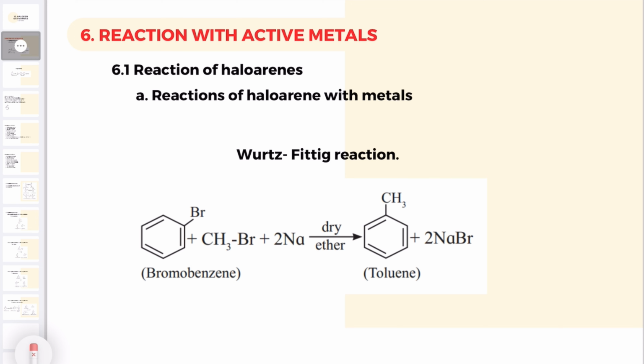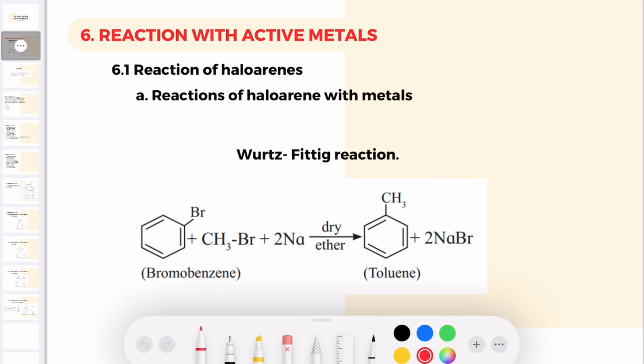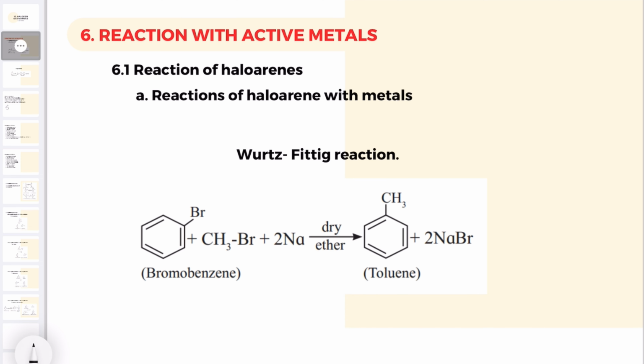They are represented as Ar, that means aromatic ring, and X. So they are haloarenes. Reaction of haloarenes with metals. First one is with alkyl halide. Likewise, alkyl halide with sodium in presence of dry ether.